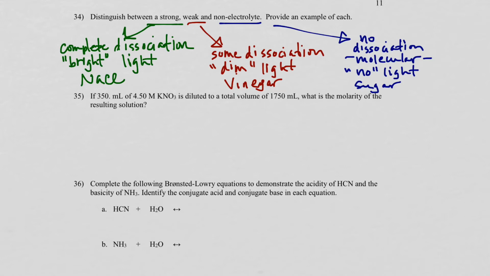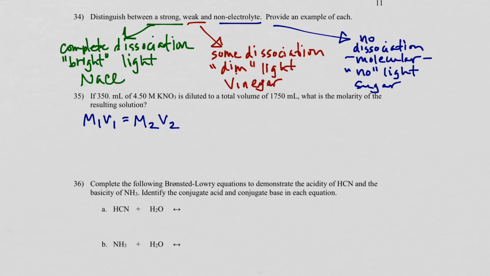Okay, number 35 goes back to a molarity calculation, but it's a different kind of molarity calculation. This is molarity with dilution. So in number 35, this is not molarity equals moles over liters. This is M1V1 equals M2V2. Let me try to help you understand why as we read through the question.